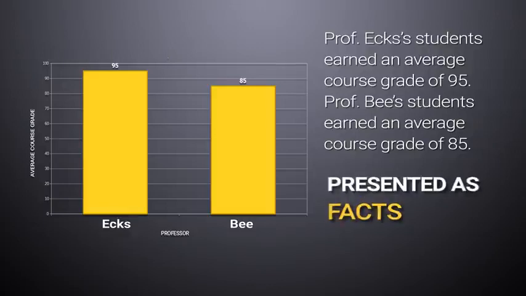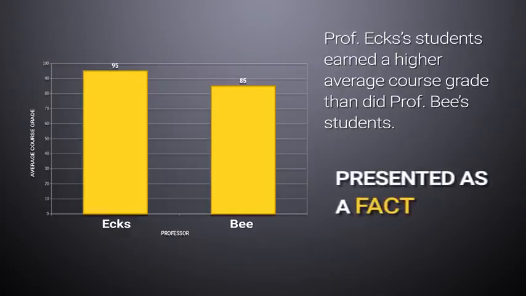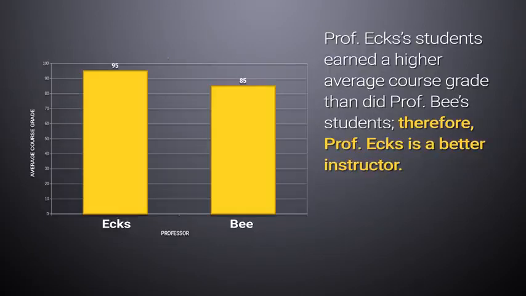These statements are presented as facts, and the information is accurate. I can check it right here in the graph. Professor X's students earned a higher average course grade than did Professor B's students. Again, I can check the information in the graph. It's presented as a fact. Students in Professor X's course earned a higher average course grade. Therefore, Professor X is a better instructor.